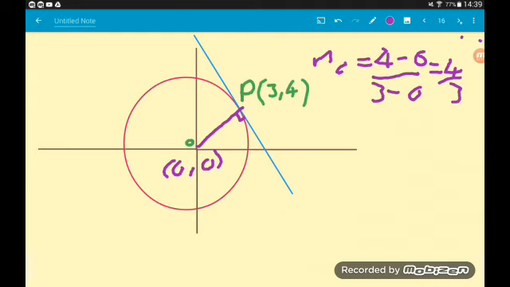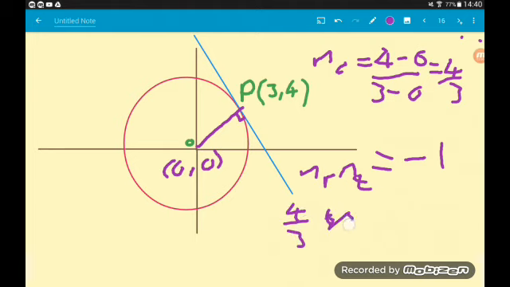if two lines are perpendicular, then their gradients multiply together to give us minus 1. So we know then the gradient of the radius times the gradient of the tangent is equal to minus 1. Now we know the gradient of the radius is 4 thirds. So 4 thirds times the gradient of the tangent is equal to minus 1.